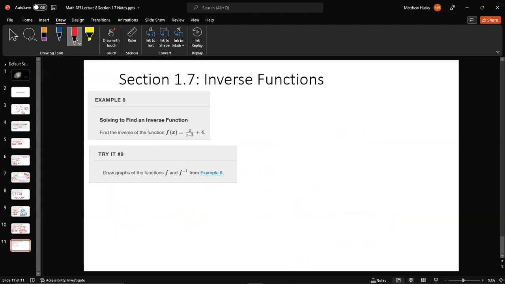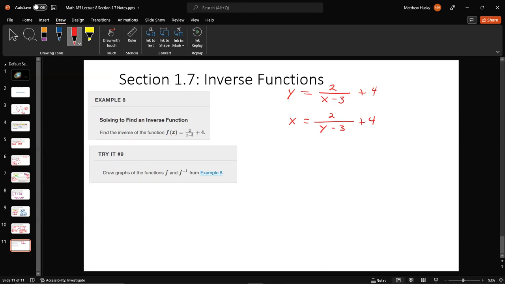Solving to find an inverse function. So find the inverse of the function 2 over x minus 3 plus 4. What we need to do is find the inverse of that. So y equals 2 over x minus 3 plus 4. We're going to transpose x and y. x equals 2 over y minus 3 plus 4.